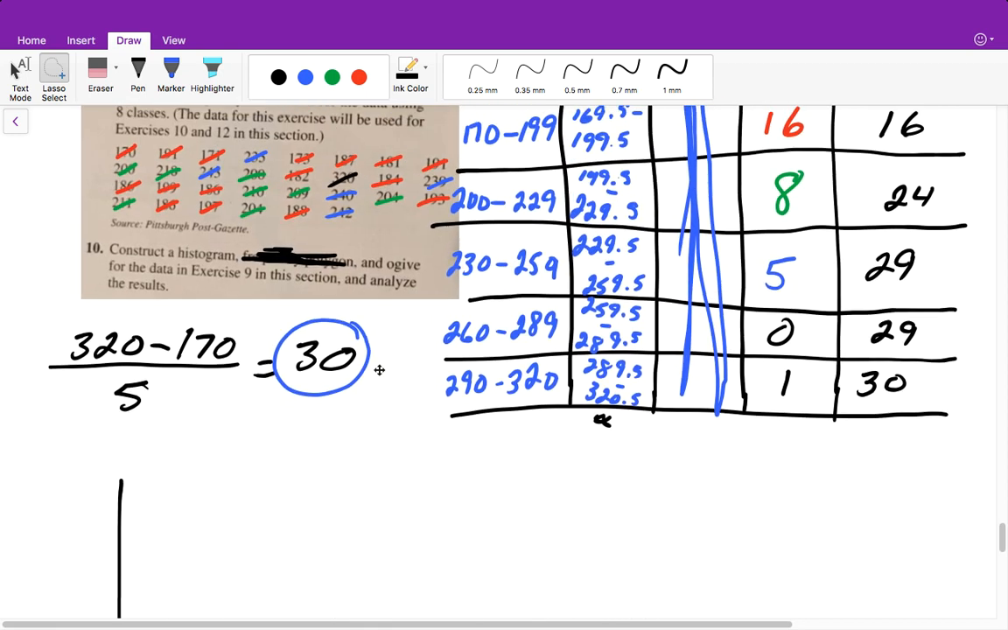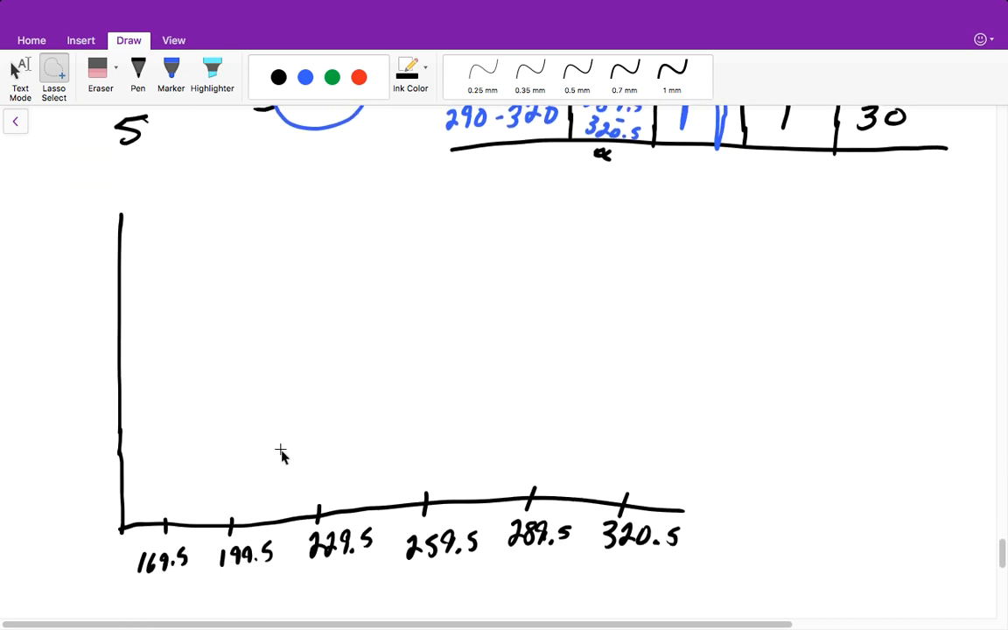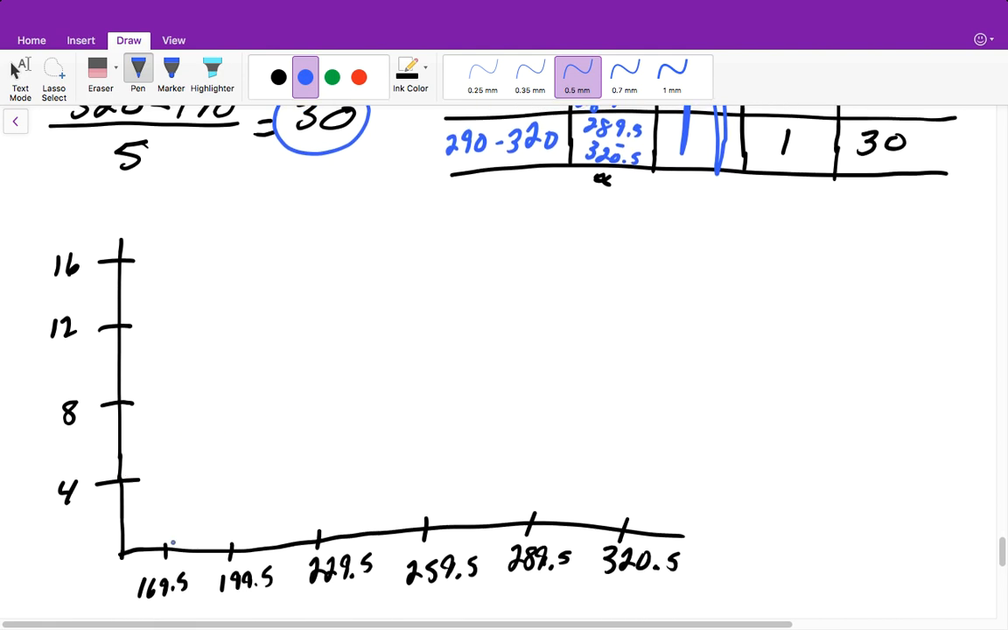All right, and then for our y-axis, we have to do our frequency. Well, the highest frequency is 16, so I'm just going to count by fours: 4, 8, 12, 16. That way I can get all my frequencies. Remember, our histogram starts from our lowest class boundary and goes to our highest class boundary. For the first one, we had a frequency of 16, so we will start here.